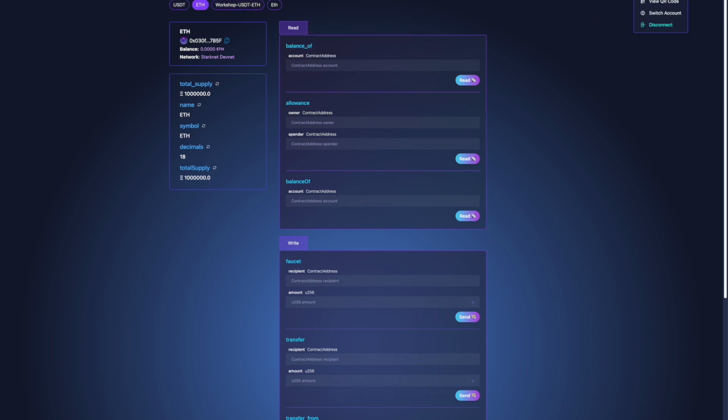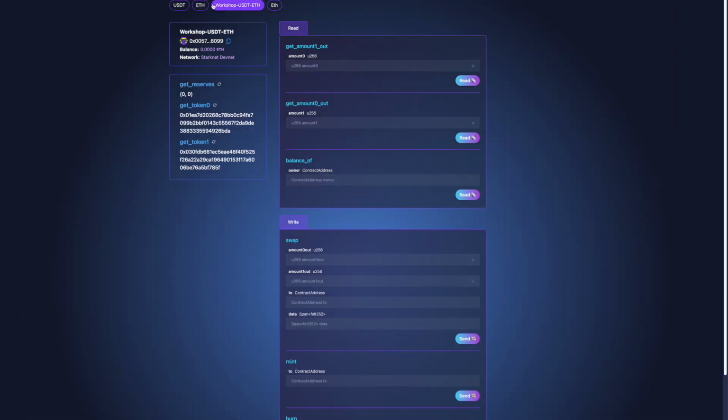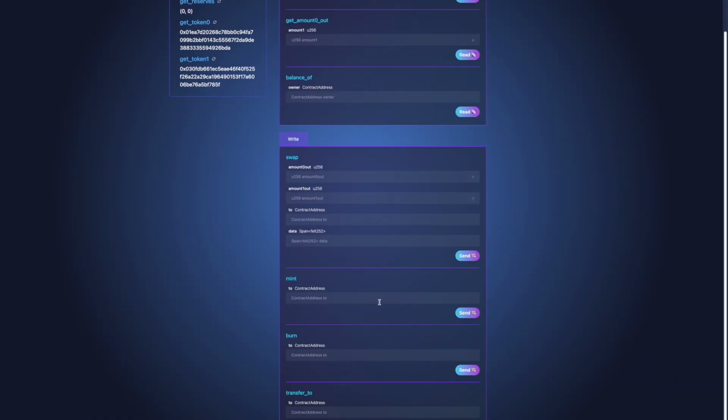So I need to get myself some ETH first. I'm gonna get just 1 ETH. Then I'm going to send this ETH to the pair contract. Okay, so now this contract has 1,000 USDT and has 1 ETH, which means that after we call the mint function, we should have some liquidity tokens that represent these proportions, 1,000 and 1 ETH.